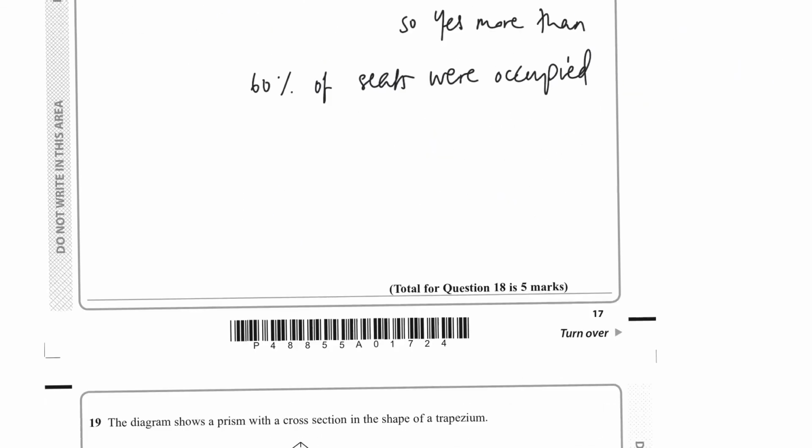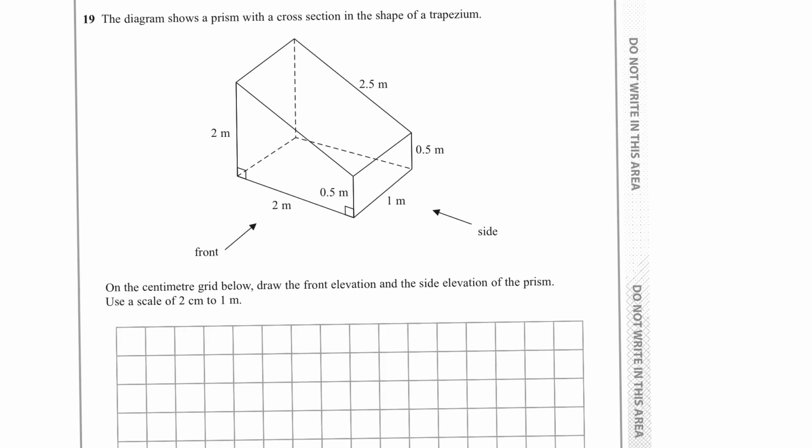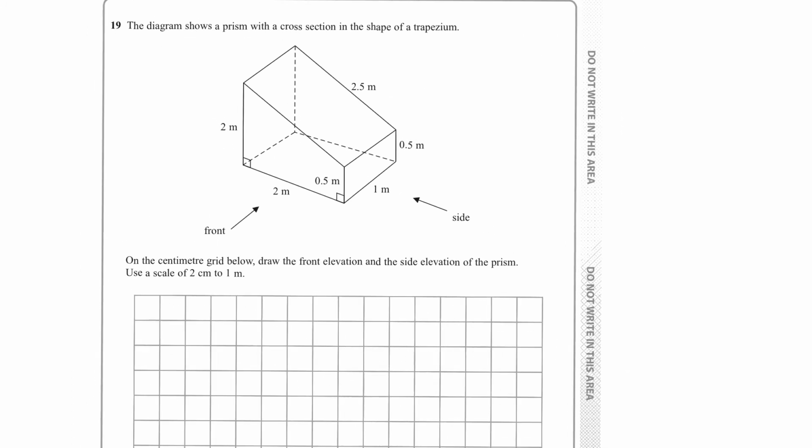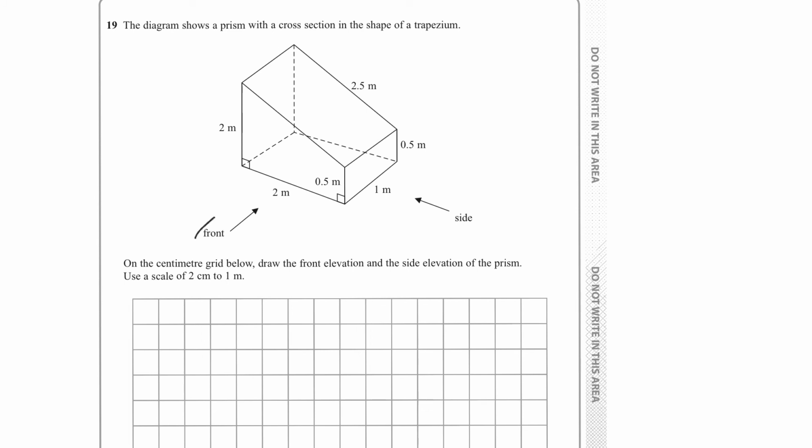Okay, let's scroll down to question 19. So in question 19, again, this was in the higher paper. So it wants us to draw on the centimeter grid the front elevation and side elevation. So if we have a look at this question, it says the front was this side and the side was this side. So let's look at the front first. So the front wants us to draw this part on the centimeter grid.